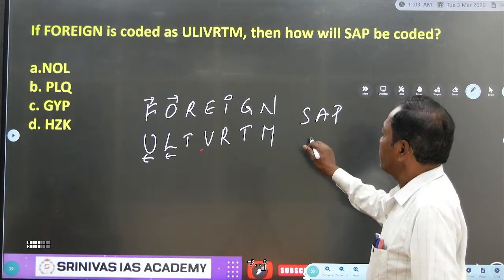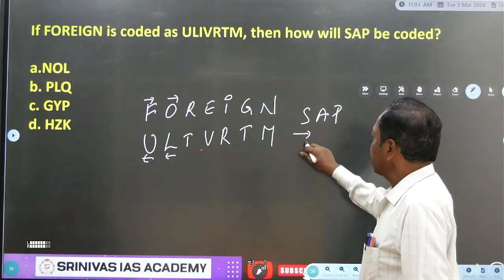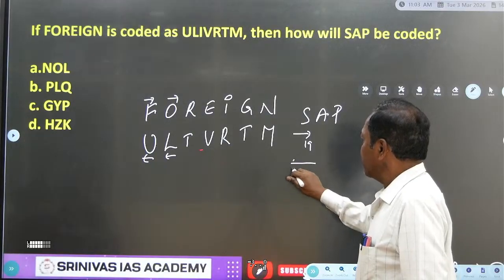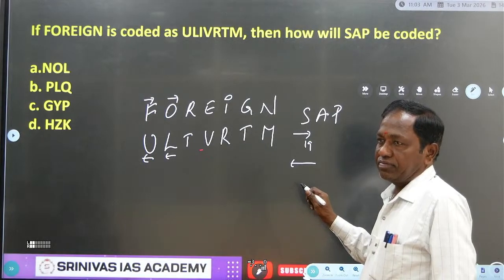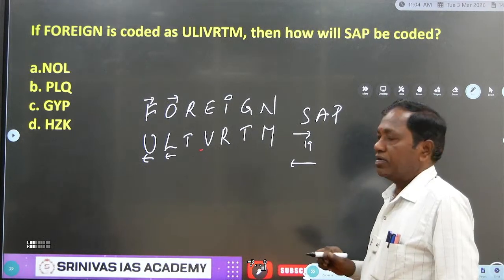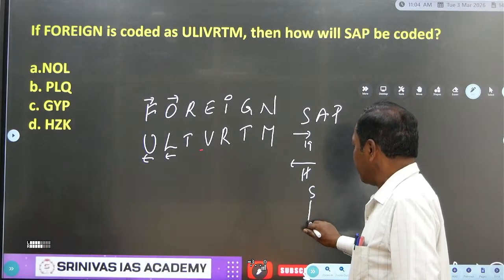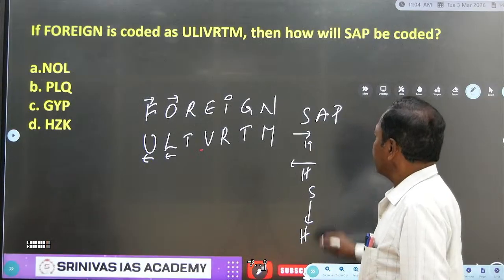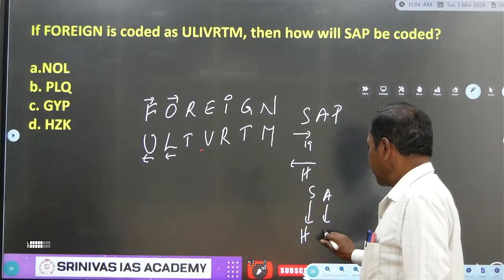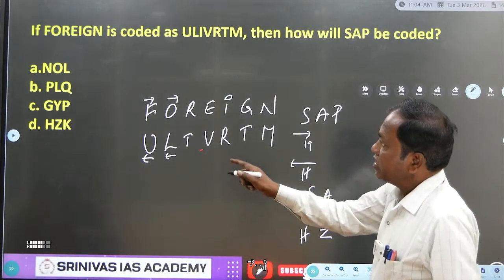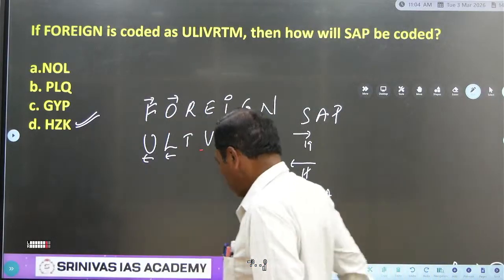What is S from the forward order? 19th letter, no? It's the 19th letter. What is the reverse order of the 19th letter? H. So S can be written as H. Right. A is the first letter. Z you can take. For A, you can take Z. HZ. HZ, there is only one group. So this is the appropriate option.